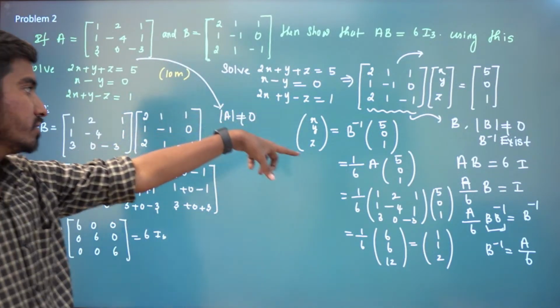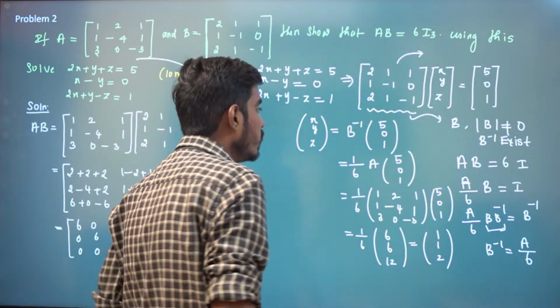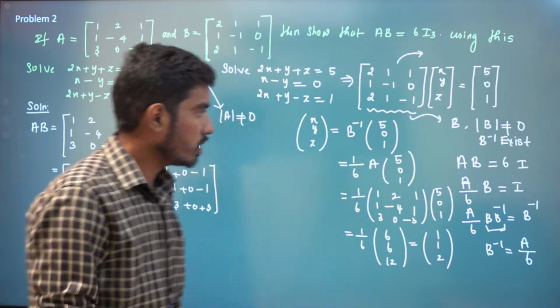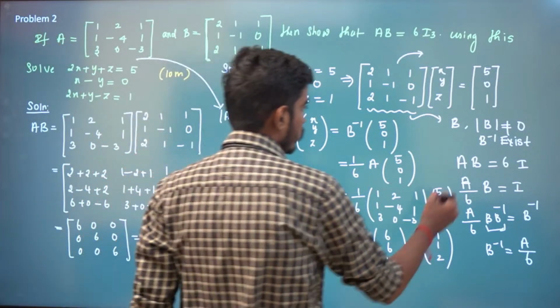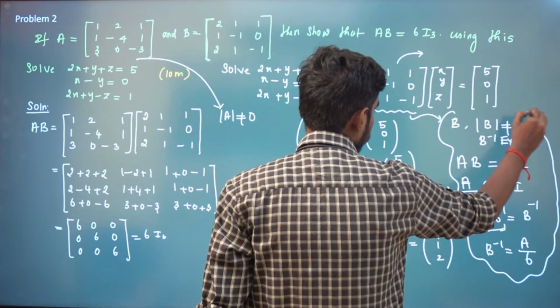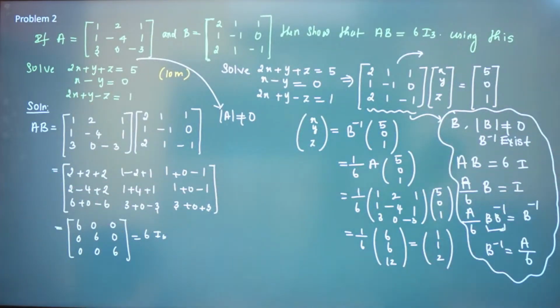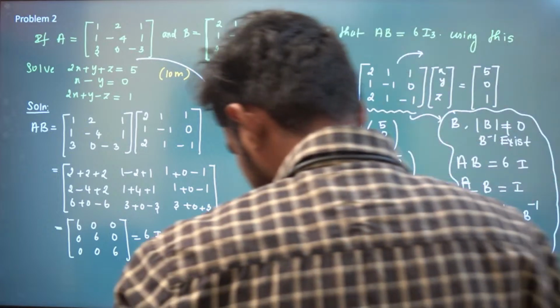This is the B matrix, right? So x comma y comma z is B inverse into 5 comma 0 comma 1. So B inverse is, just note this down, B inverse is A by 6. So in place of B inverse, you just substitute A by 6, right? Okay. So the solution is 1 comma 1 comma 2. Okay. So we'll move on to the next thing.